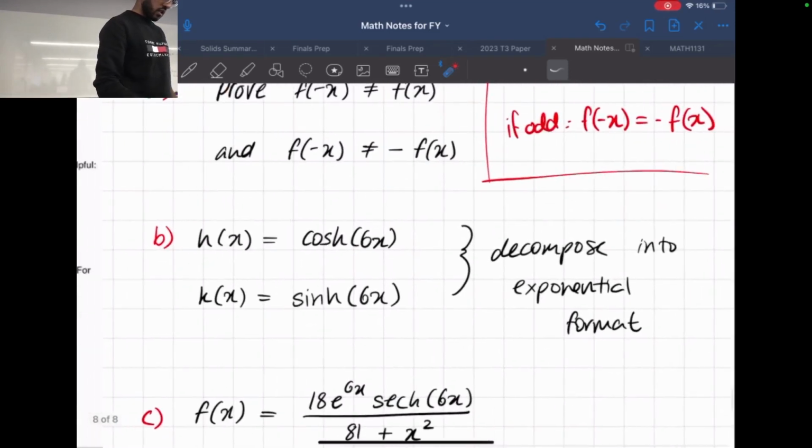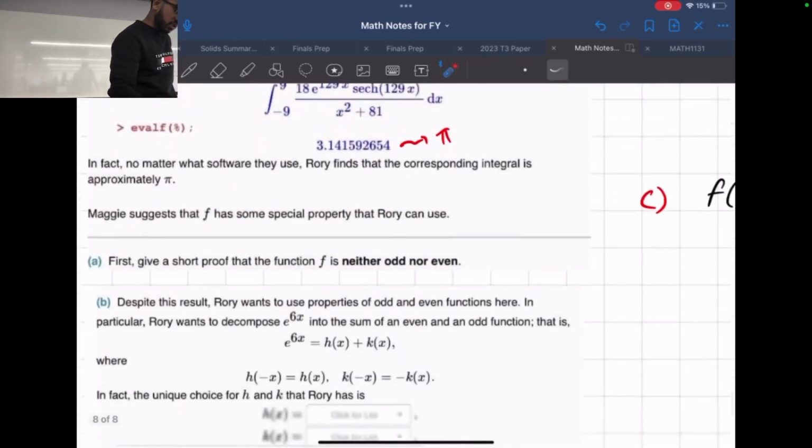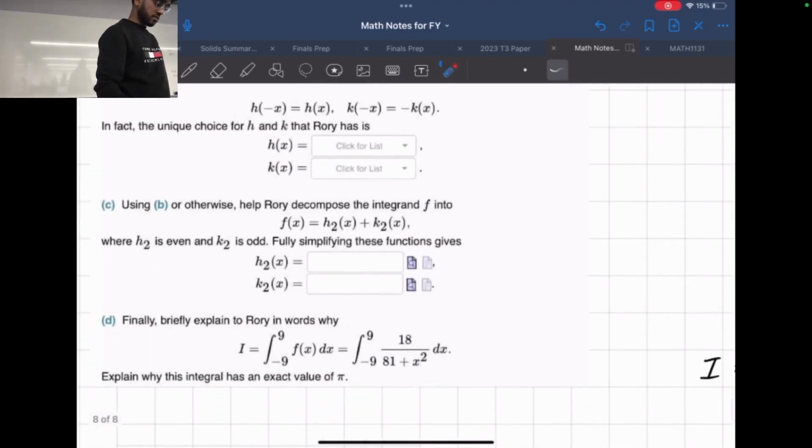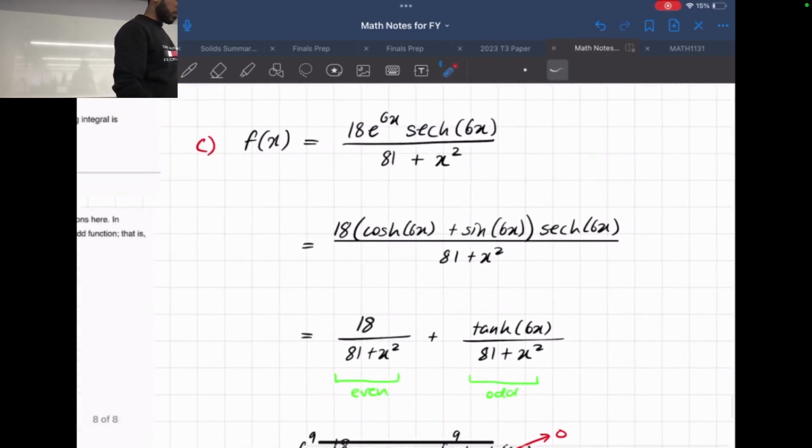Okay, so what I've done is decompose into its exponential format, which is what I've done here, and you just add them together. So in your case, your second one should be minus sinh, right? Because what you're looking for is not e to the 6x, it's e to the minus 6x. Finally, because we can break e to the 6x down into its individual components, sinh and cosh, you can just substitute that in. So in your case, it would be cosh minus sinh, but in my case it's cosh plus sinh. And then you can just expand it out.